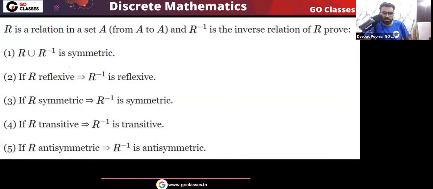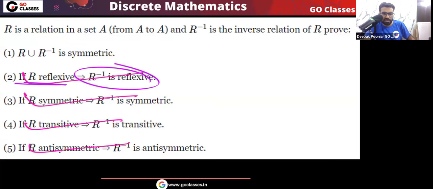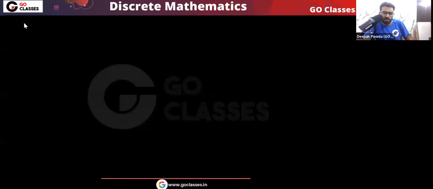So in this question, you can see we have done this one, this one, this one, this one. If R is reflexive, then R inverse will be reflexive. If R is symmetric, then R inverse will be symmetric. If R is transitive, then R inverse will be transitive. If R is antisymmetric, then R inverse will be antisymmetric. So these we have done. What about this first one? If R is a relation on set A, can I say R union R inverse will be symmetric? Let's see. This is the question.